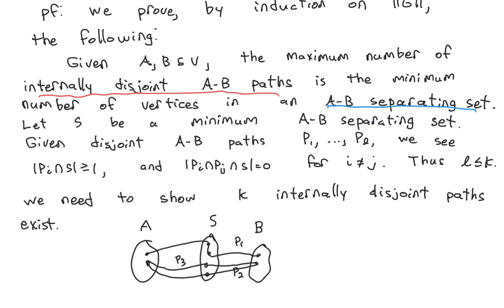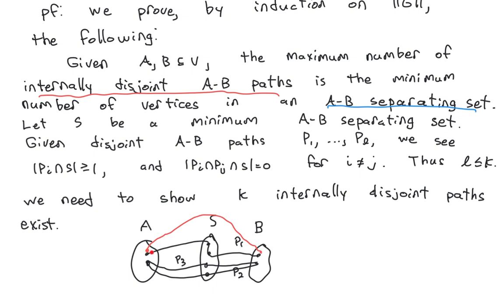So this is the result we're going to prove. We're going to prove it by induction on the number of edges. And so one direction doesn't take much effort. Suppose you found a minimal separating set, and suppose we had a collection of disjoint AB paths. Then we see that each path has at least one vertex from the separating set. In other words, we can't possibly have a path starting in A and ending in B that goes around S, because then S is not a separator.